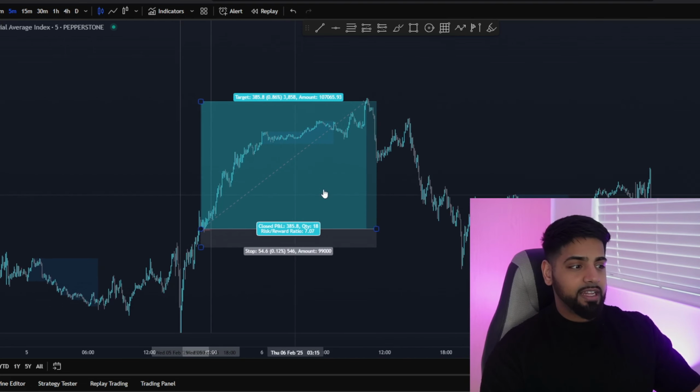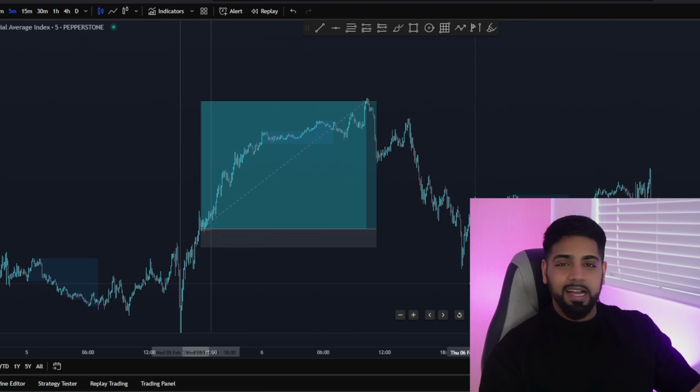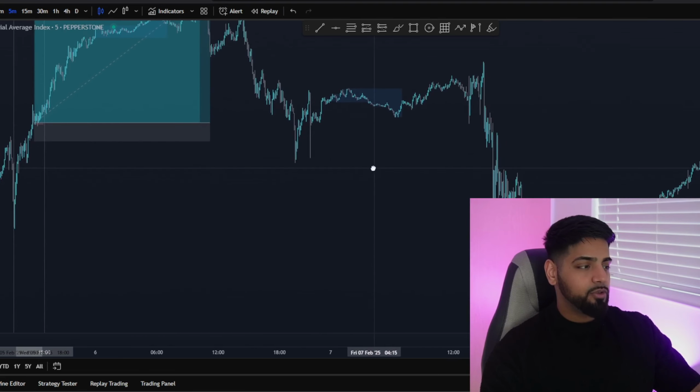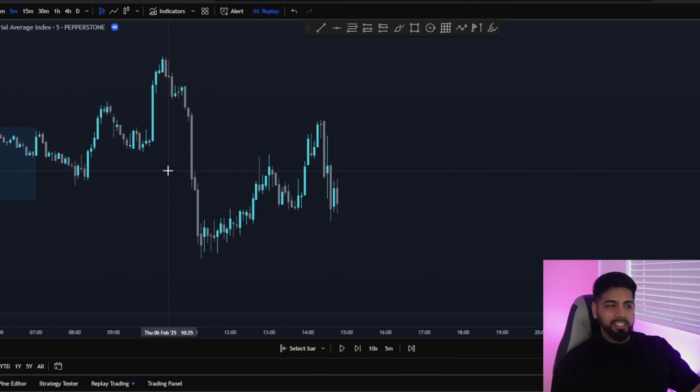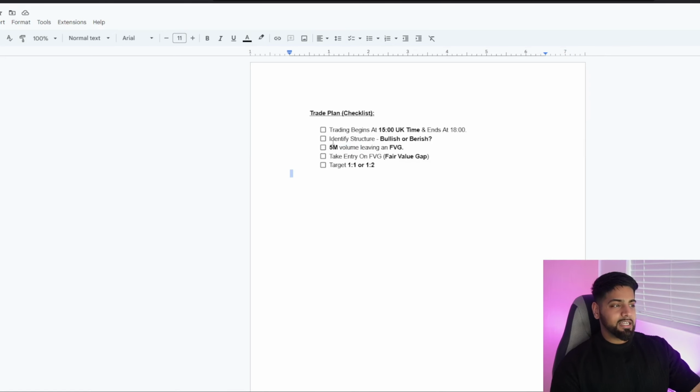But that was the trade that we took on the 5th of February. And because this was a long position, let me give you a trade in the opposite direction to show you what a short position is going to look like. So here we are on the 6th of February, just a couple of days ago, coming back to our checklist. And the first thing that we're going to do is identify our trading time period. So again, we're going to trade between the times of 3 p.m. to 6 p.m. UK time, and we're going to identify our structure.